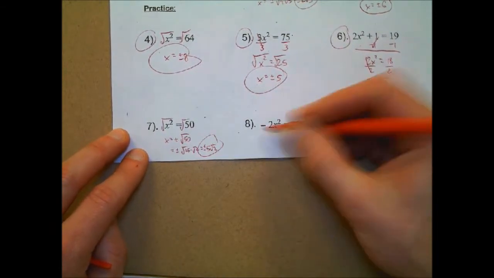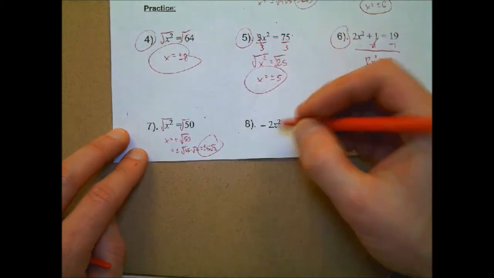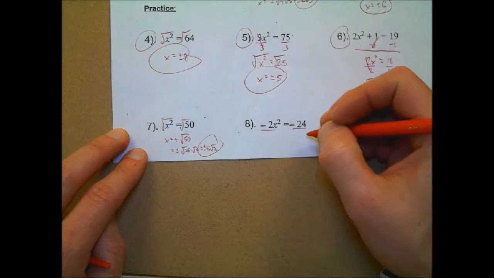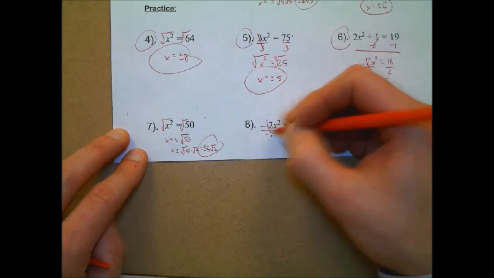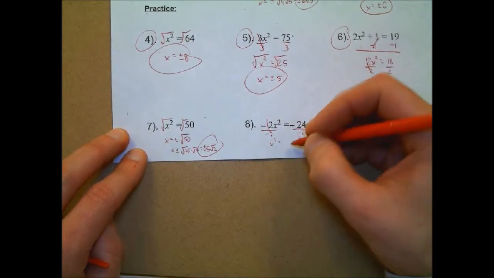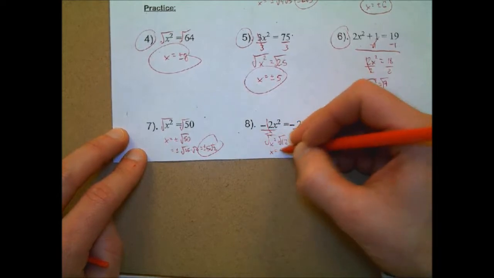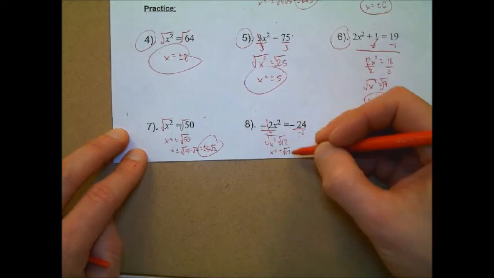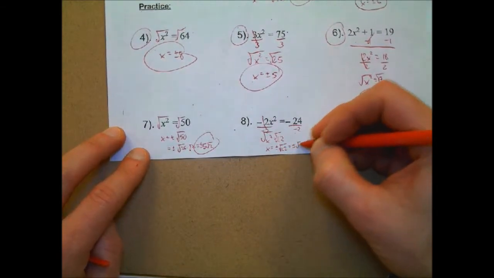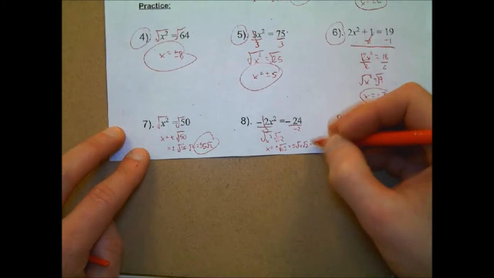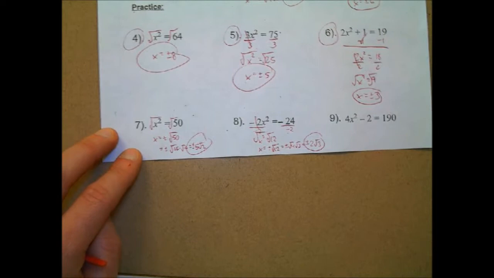Here, what should I do in number 8 for my first step? Divide both sides by, not positive 2, negative 2. Okay, so we get x squared equals negative 24 divided by negative 2 is positive 12. Square root both sides. We get x equals plus or minus the square root of 12. But root 12, we can break that down into 4 and 3. And so it becomes plus or minus 2 square root of 3.